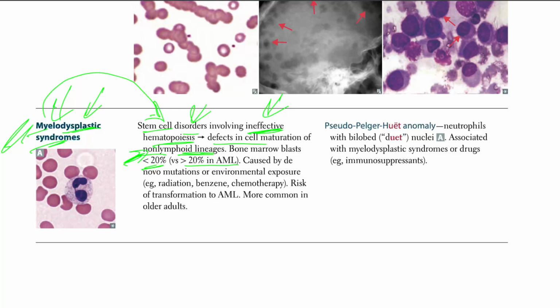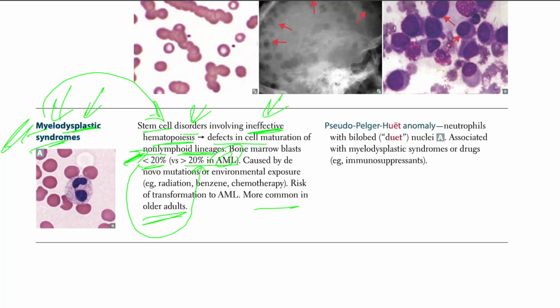There is a risk of transformation to AML. So this less than 20% can increase, and you can get greater than 20%. There is a risk of going to AML, and it is more common in older adults.